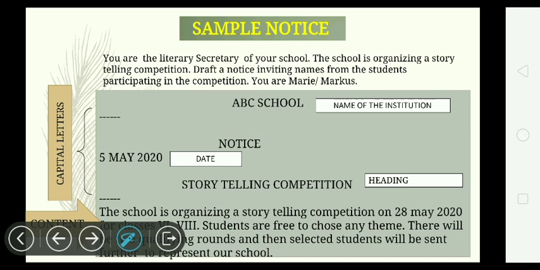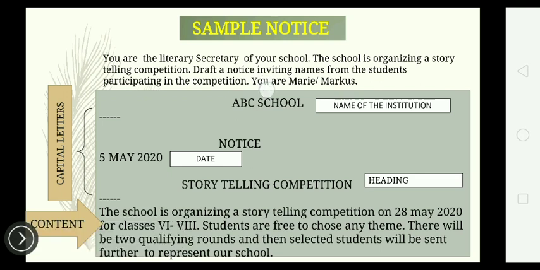Next, draft a notice inviting names from the students participating in the competition. You are Maria or Marcus. So what is your name? Your name is Maria or Marcus. In this, one thing is missing, and that is the name of the school. You can't find the name of the school anywhere. So that's why, because in the board examination it is not allowed to write the name of the school or your name.